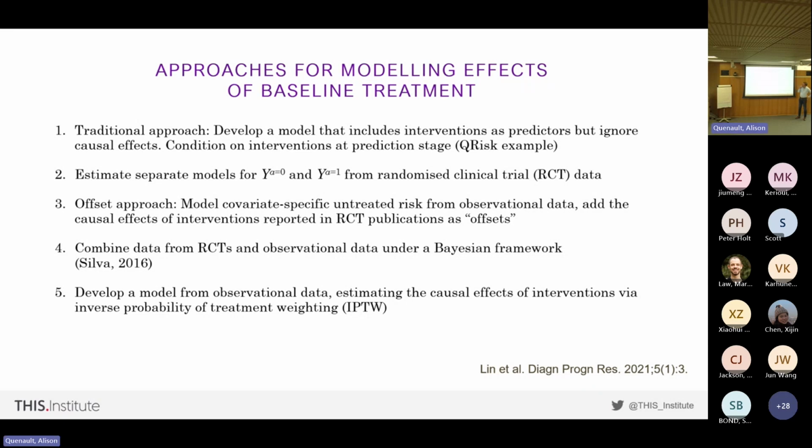Another approach that has been suggested in the literature is sometimes called the offset approach, where we take the causal effect, so typically the potential average treatment effect reported in RCT publications, and add those to the prediction model as an offset. Then there's been some work on combining RCT data with observational data under a Bayesian approach. And the final approach is to only use observational data, estimated causal effects of interventions via inverse probability of treatment weighting.